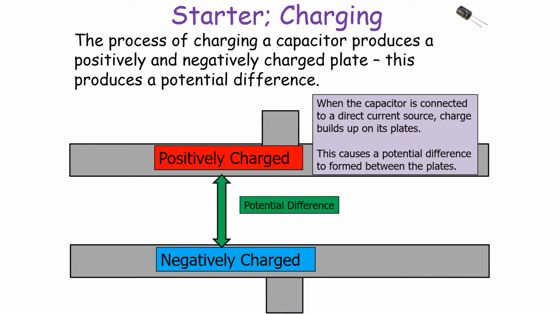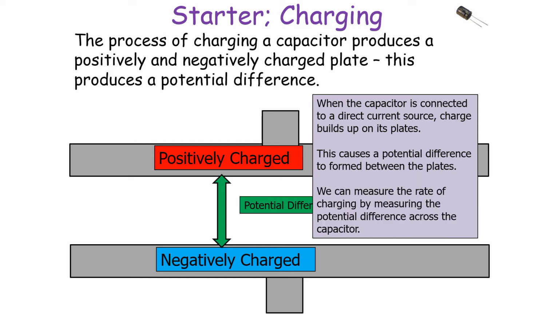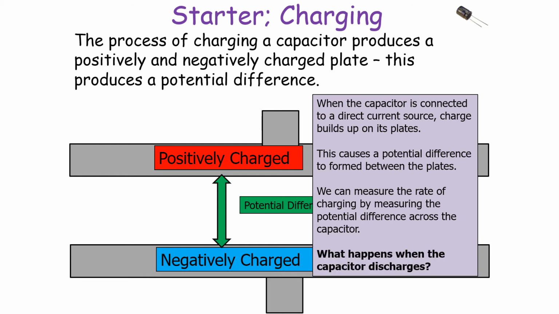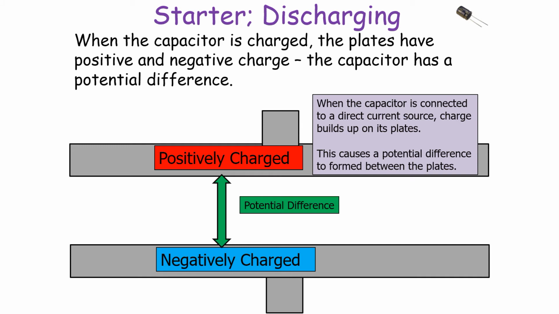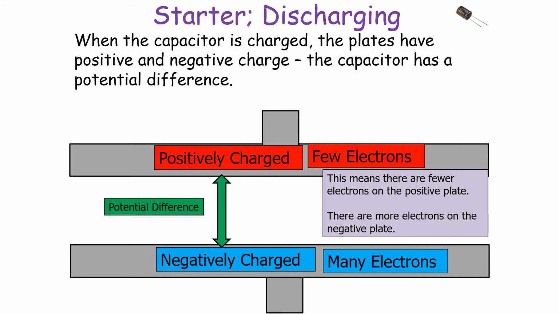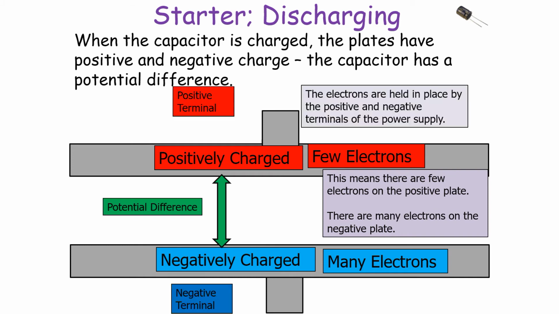Now, it's important to note that when the capacitor is connected to the direct current source, this will cause a potential difference to form between the two plates, and we can measure the rate of charging by measuring the potential difference across the capacitor. But what happens when it discharges? So when you have a charged capacitor, there's a potential difference between the two plates.